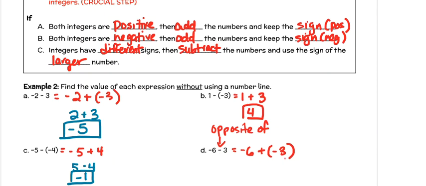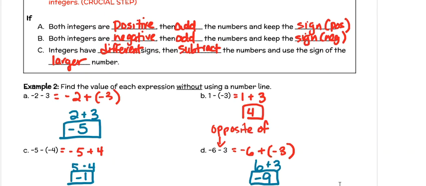So you're going to be adding two negatives this time. So the same sign is 6 plus 3, which is 9. And because they're both negative, the answer is negative. And I understand this can get very confusing.